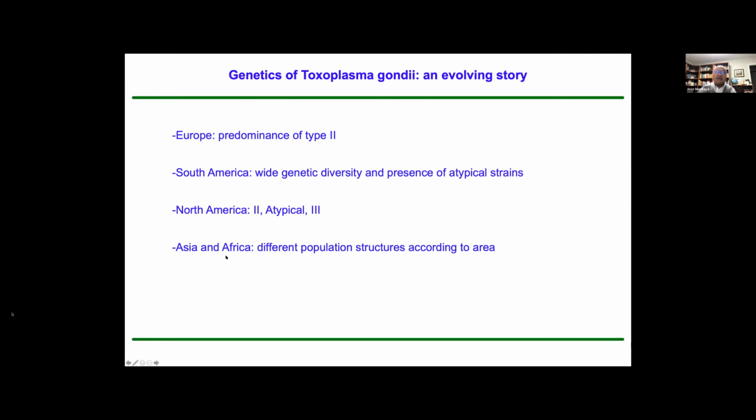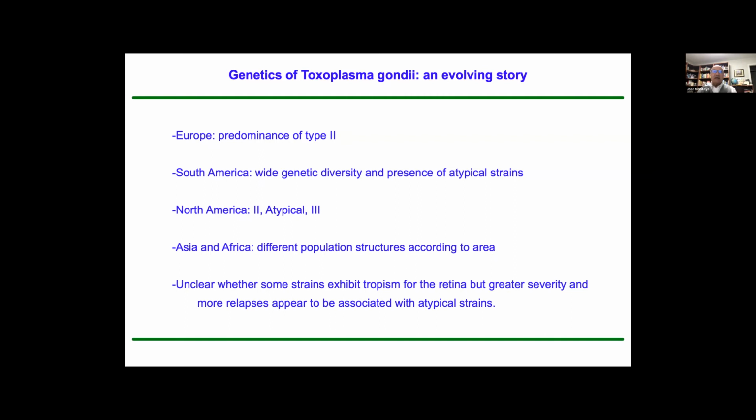And in Asia and Africa, there are different population genetic structures depending on the geographical locale, since those continents are actually vast in size. In summary, it is unclear whether some strains exhibit tropism for the retina. Are strains preferring to go to the retina versus other organs? But it is sure that the greater diversity has been associated with more severity and more relapses, and that appears to be associated with the atypical strains. Thank you.